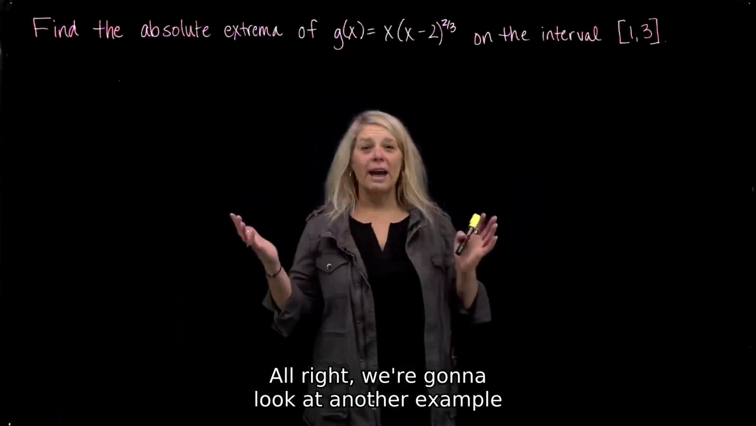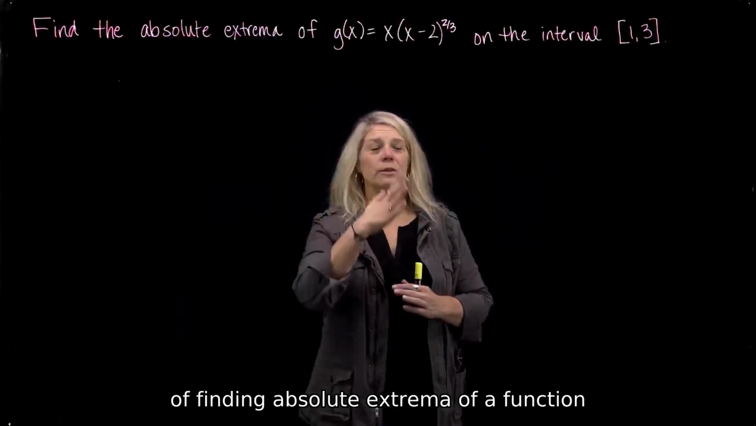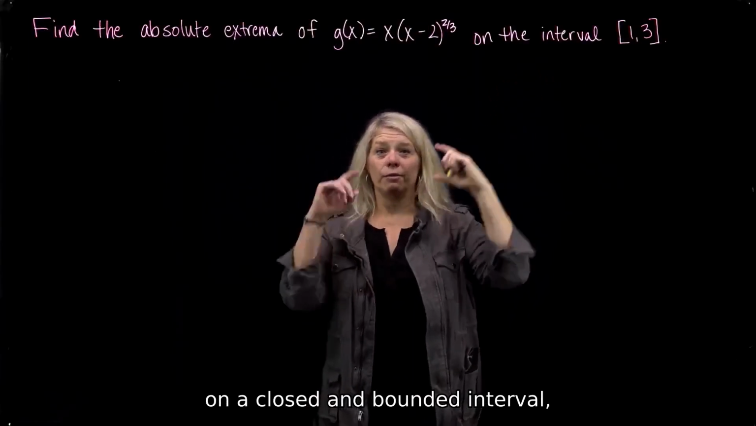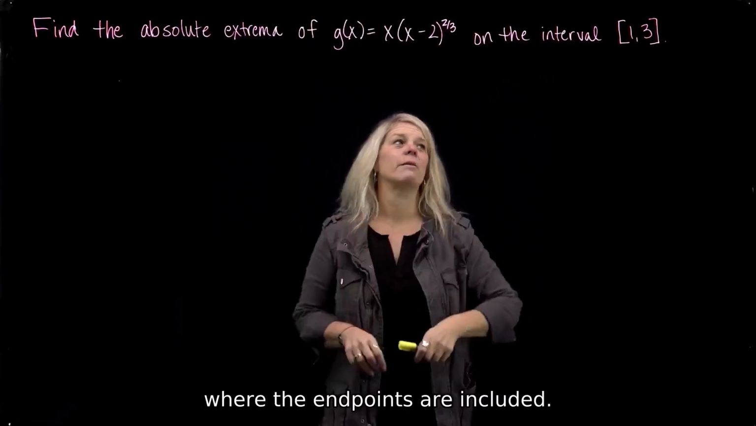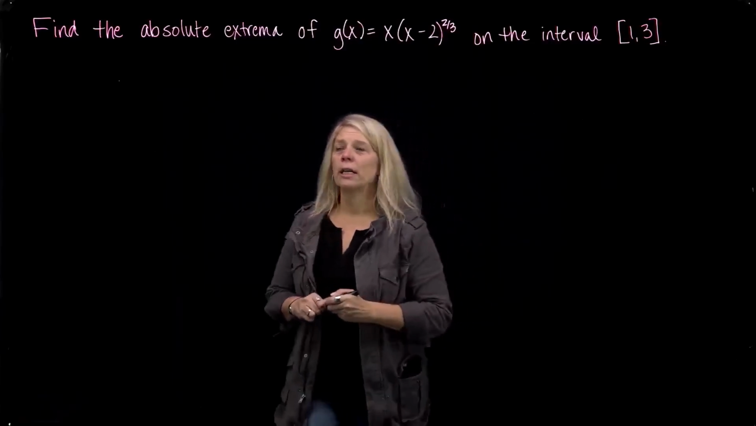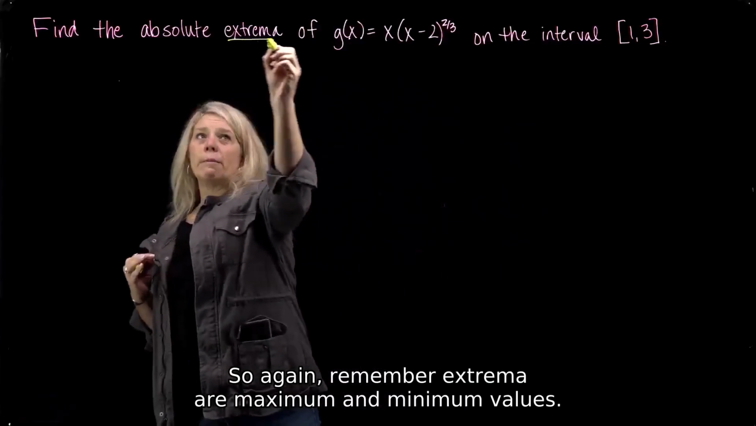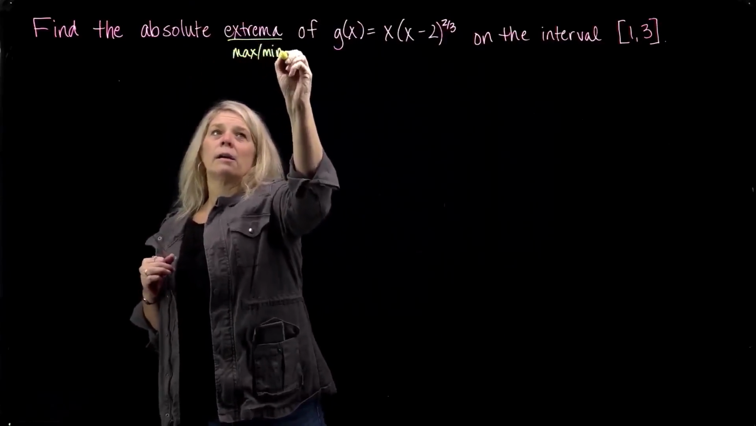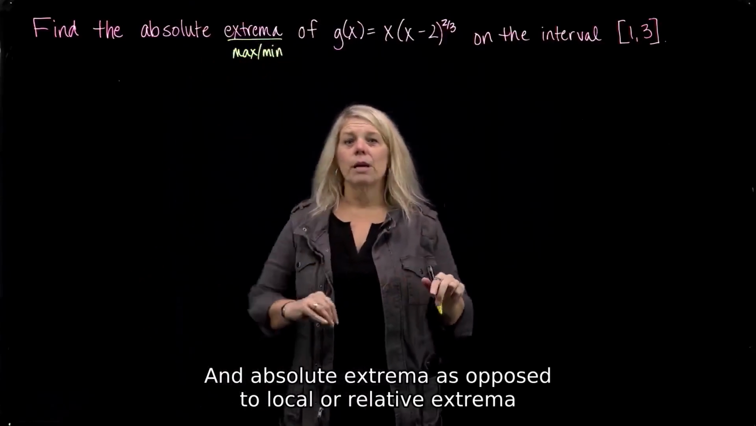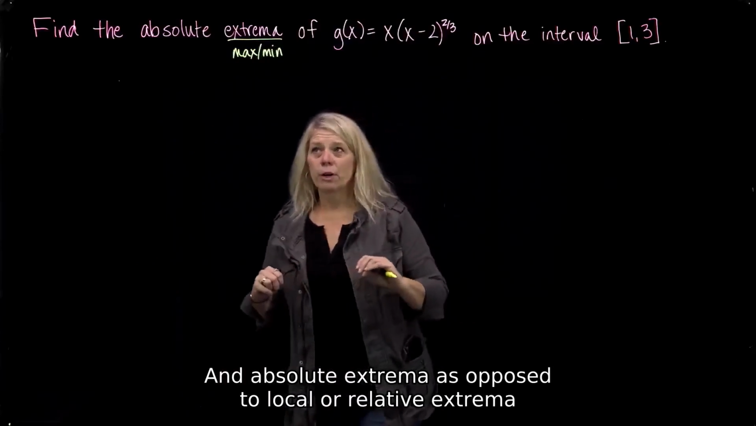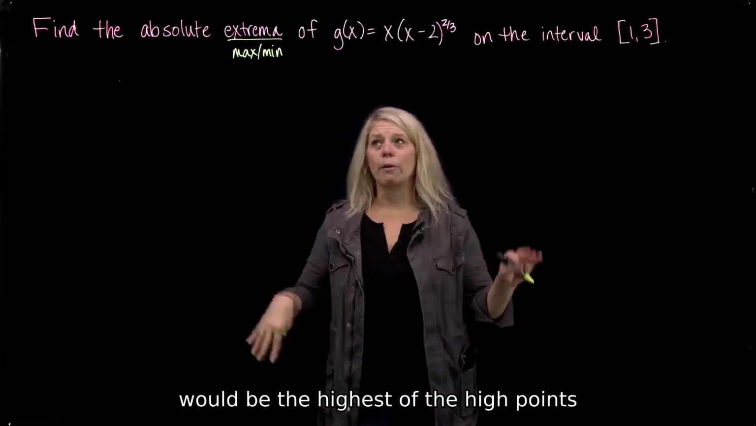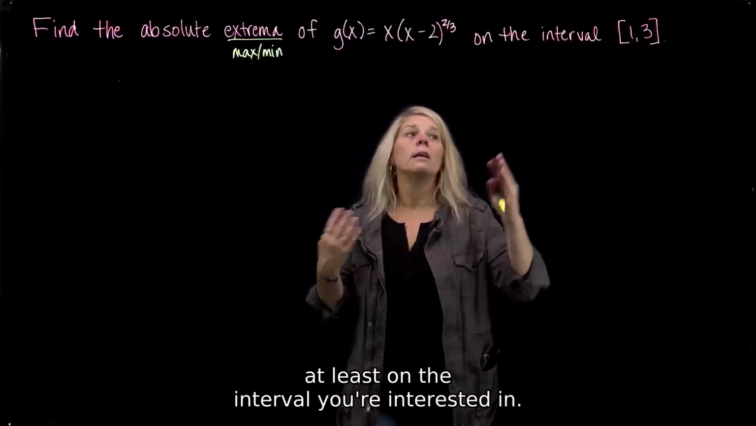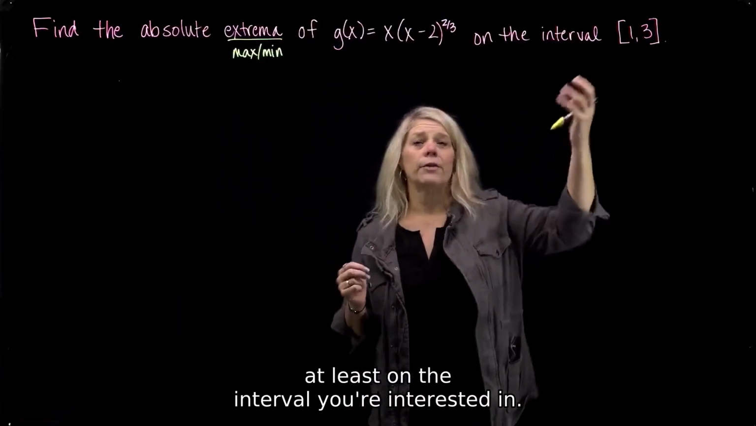All right, we're going to look at another example of finding absolute extrema of a function on a closed and bounded interval. So an interval from A to B where the endpoints are included. So again, remember extrema are maximum and minimum values. And absolute extrema, as opposed to local or relative extrema, would be the highest of the high points and the lowest of the low points on the entire graph of the function, at least on the interval you're interested in.